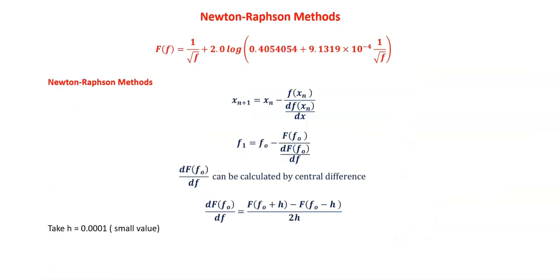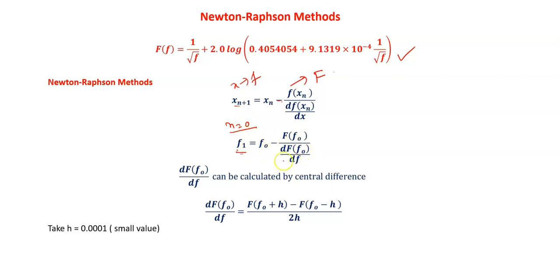Now we have that F is equal to this. Okay, now using Newton-Raphson method, we know x(n+1) = x(n) minus f of x(n) by df of x(n). Now here the function is nothing but we are putting as a capital F. So f1 is like the root. So if n is equal to 0, then that will be f1, and x here is nothing but f. So f1 is equal to f0 minus F of f0 by dF of f0.